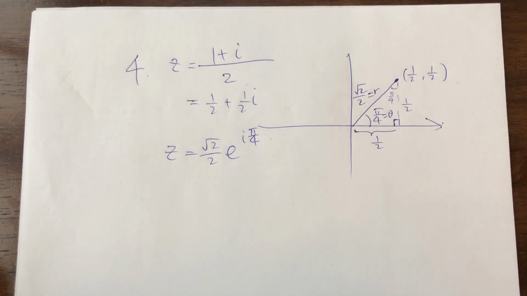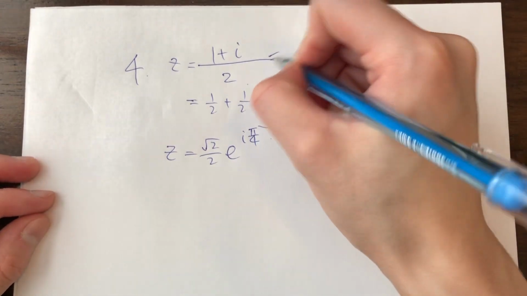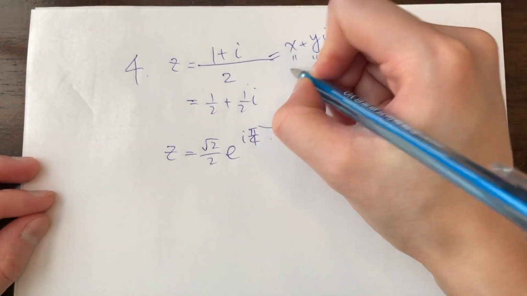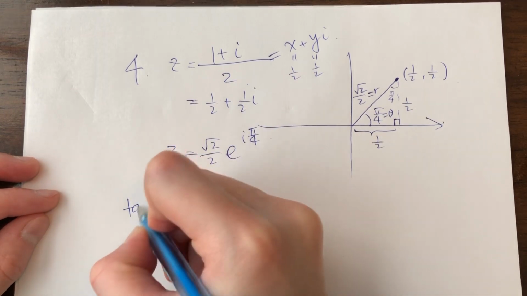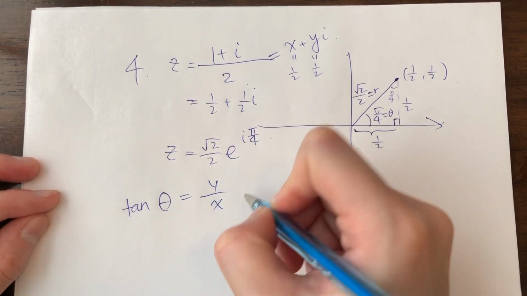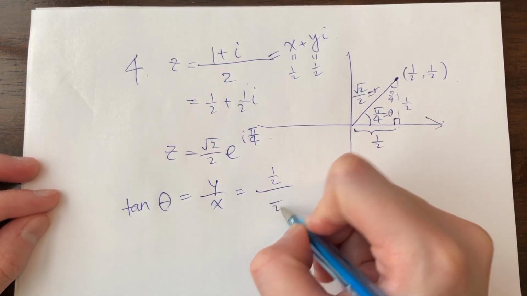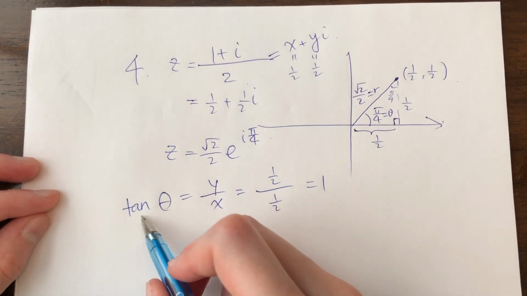I guess it's still an easy class of problem, but you can come up with your own comfortable way to do it. For example, since this is x plus yi, where x and y are both 1/2, another way you can compute theta is to say tangent theta equals y over x. In this case, it's 1/2 over 1/2, which is 1. So then you just need to find the theta such that the tangent is 1.